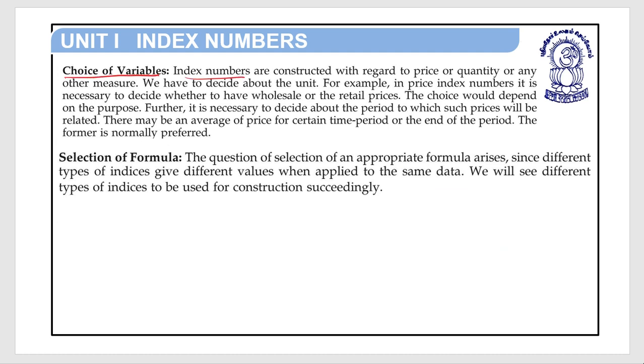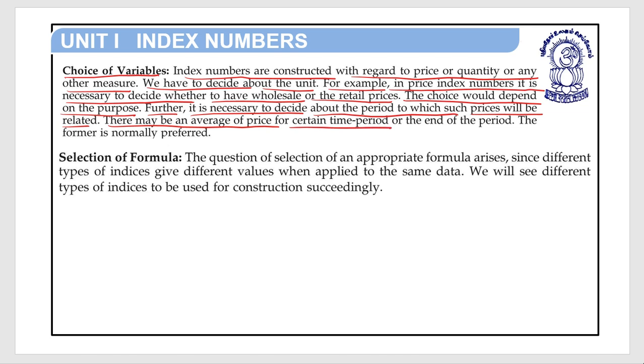Choice of variables. Index numbers are constructed with regard to price or quantity or any other measures. We have to decide about the unit. For example, in price index numbers, it is necessary to decide whether to have wholesale or the retail prices. The choice would depend on the purpose. Further, it is necessary to decide about the period to which such prices will be related. There may be an average of price for a certain time period or the end of the period. The former is normally preferred.